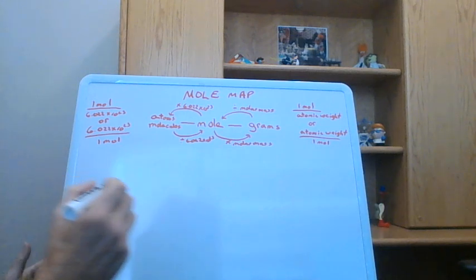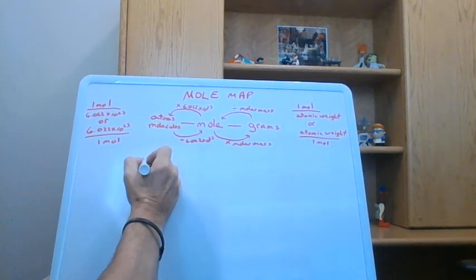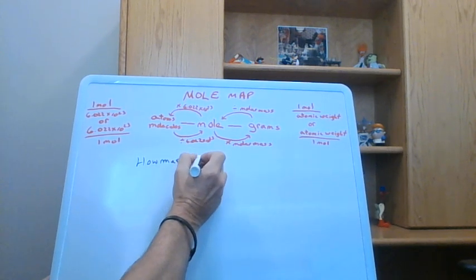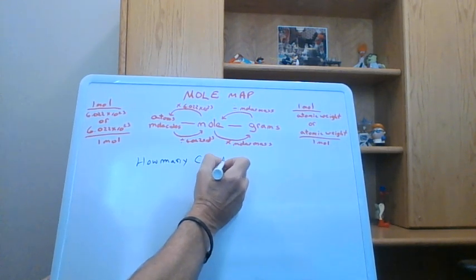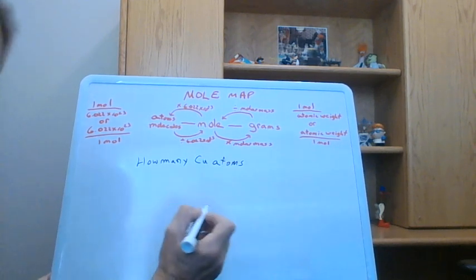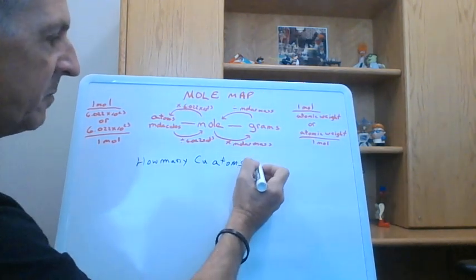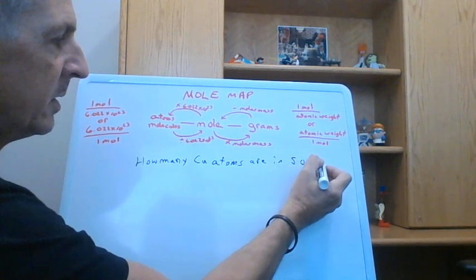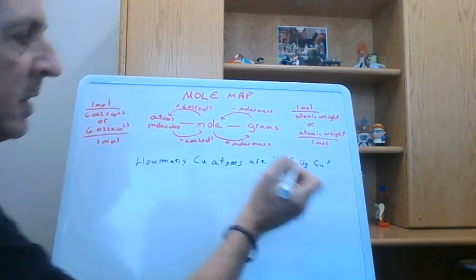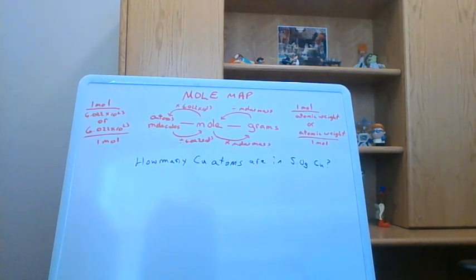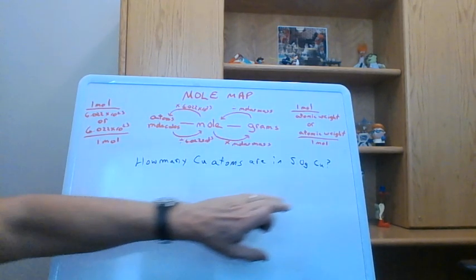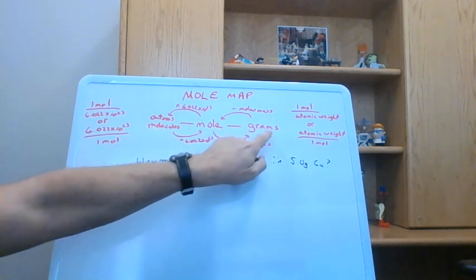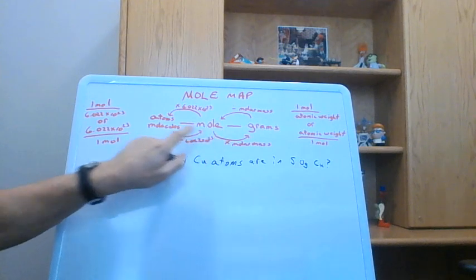So if we ask ourselves, how many copper atoms are in 5 grams of copper? We'll work through this problem using the mole map. What our known is, we have grams of copper and we want to go to atoms. So if we look at our mole map, we're on this end. So we're going to have to go to moles and then to atoms.